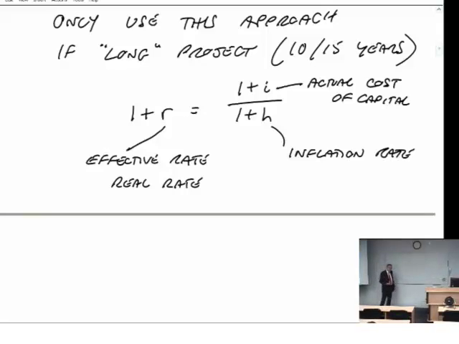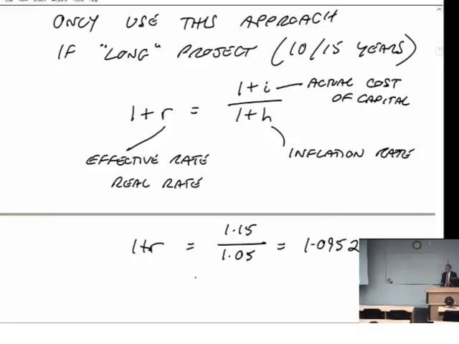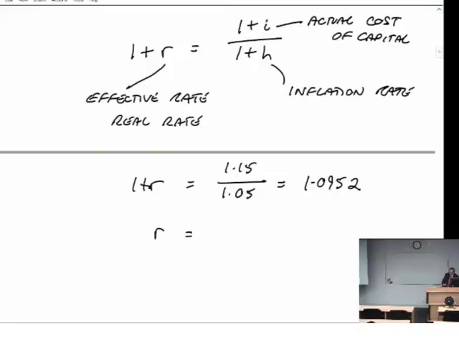And so in my question, if it was a long one, and therefore you were going to use annuities and discount at this effective rate, you simply say, well, the effective rate, 1 plus R, equals 1 plus the cost of capital, 1.15, divided by 1 plus the inflation rate, 1.05. Equals, I hope I got it right before, yes, 1.0952. And therefore R, the real or effective rate, is 0.0952 or 9.52%. All right?